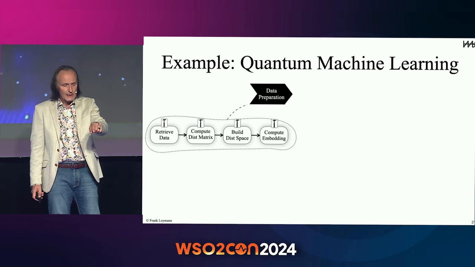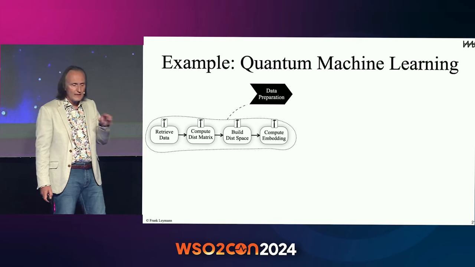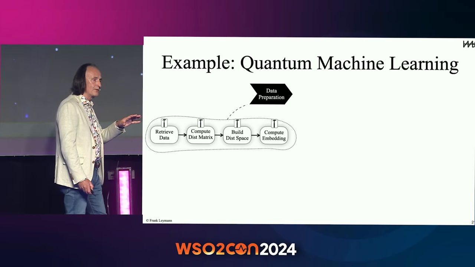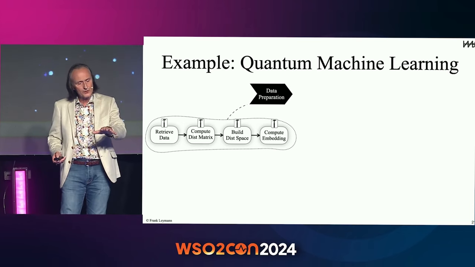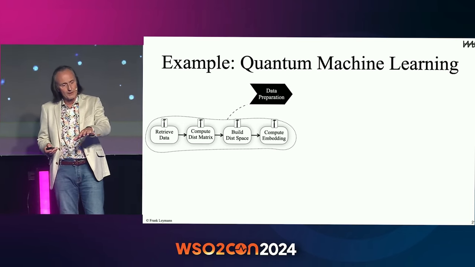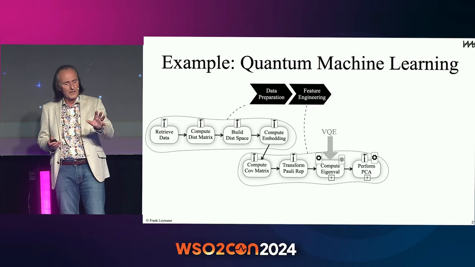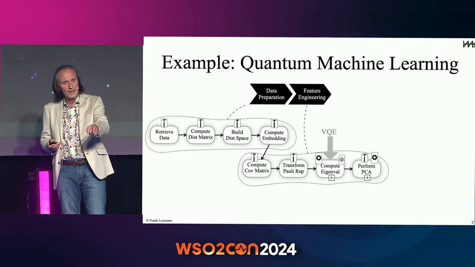And by the way, the steps with the hammer are classical code, right? You read data from a database, textual data, but most machine learning algorithms work with numerical data. That means we need to transform the textual data into numerical data in data preparation. Then you do feature engineering again, a bunch of classical steps are there, and then in the middle you see a single step that has an atom there.